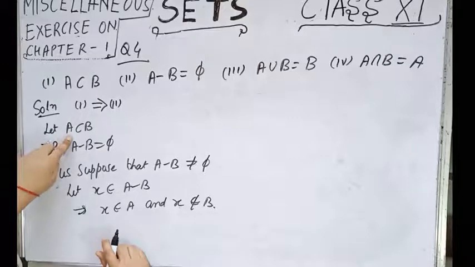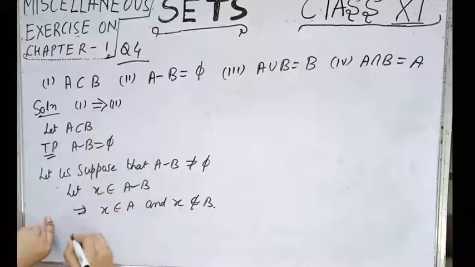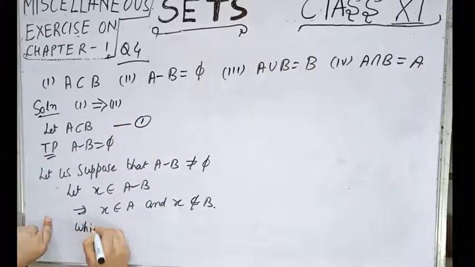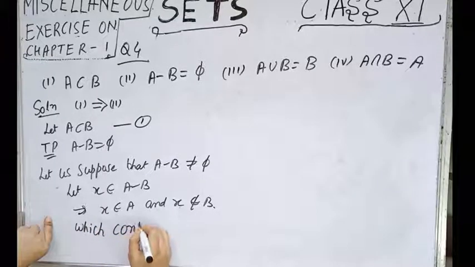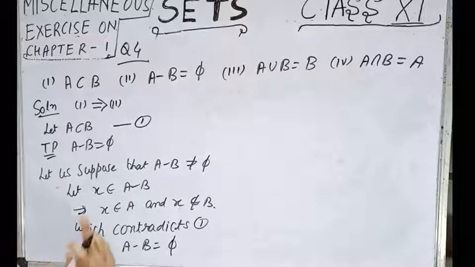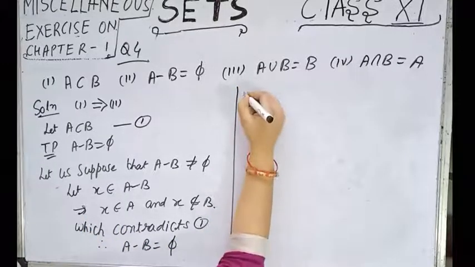But what is given? A is the subset of B. That is, every element of A is also an element of B. So which, let us make it equation 1, which contradicts 1. Therefore A minus B equals to 5. So we have proved 1 implies 2. Now we will show 2 implies 3.